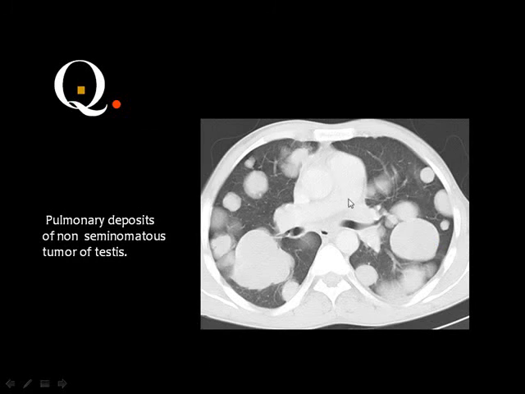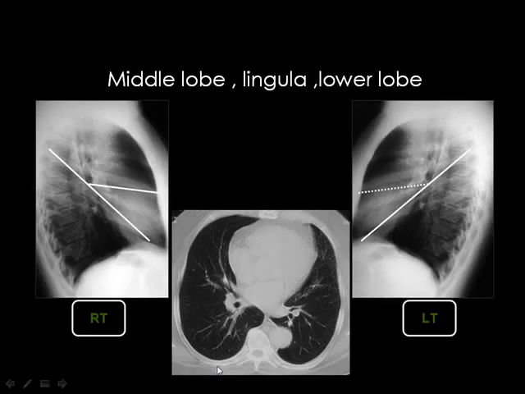And here you can see the tracheal bifurcation. And what do you think of this cannonball deposit? Superior segment, left lower lobe. And this? Anterior segment, right upper lobe. And this? Superior segment, right lower lobe. Very good.